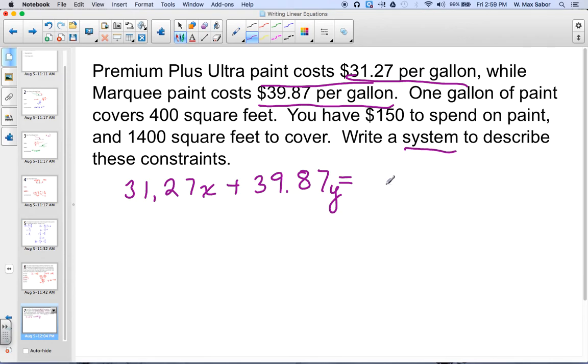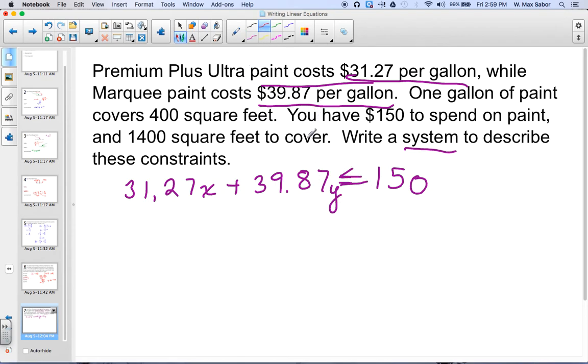Well, we have $150 to spend. Now, hopefully you're thinking about this as we don't have to spend all $150, so this is technically going to be less than or equal to. Which isn't the point of this. We're talking about equations, but yes, it should be less than or equal to.